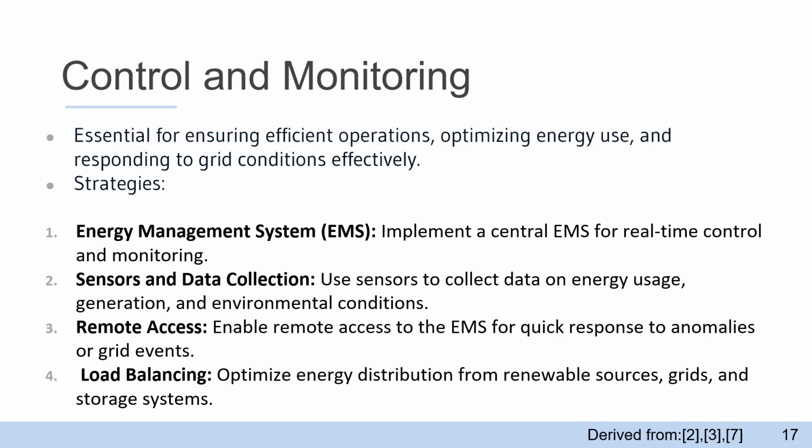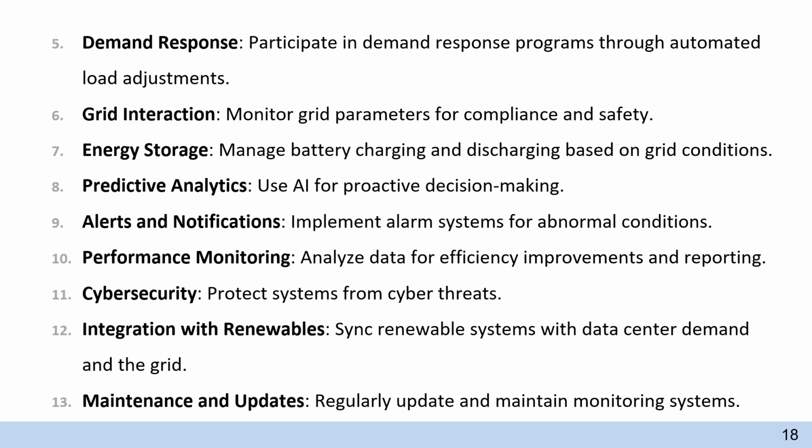Next is load balancing. Optimize energy distribution from renewable sources, grids, and storage system. Next is demand response. Demand response means participate in demand response programs through automated load adjustments. Next is grid interaction. Monitor grid parameters for compliance and safety.